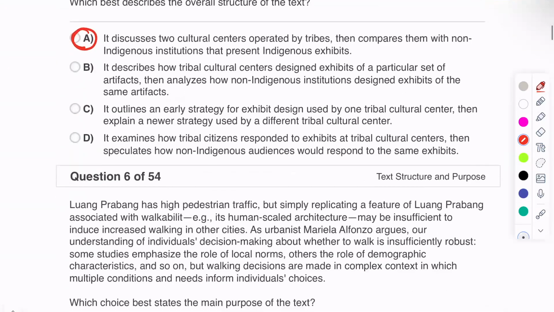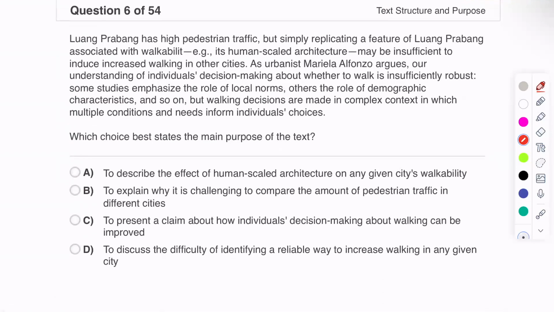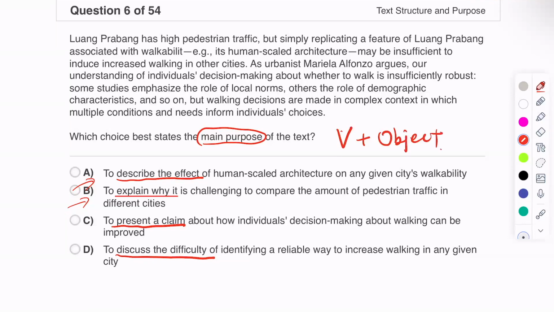Let's move on. Number six. Number six, this one is a little bit tricky. Main purpose. Be careful. Main purpose, not main idea. And you can see the answer choices. None of them is a complete sentence to do something, right? So A is to describe the fact, to explain why, to present a claim or discuss the difficulty of something else. Okay, whenever I highlight something, that is the part you will read in the future, to read that part more carefully. For all the main purpose questions, we read the verb plus the following object, which is a noun, more carefully.